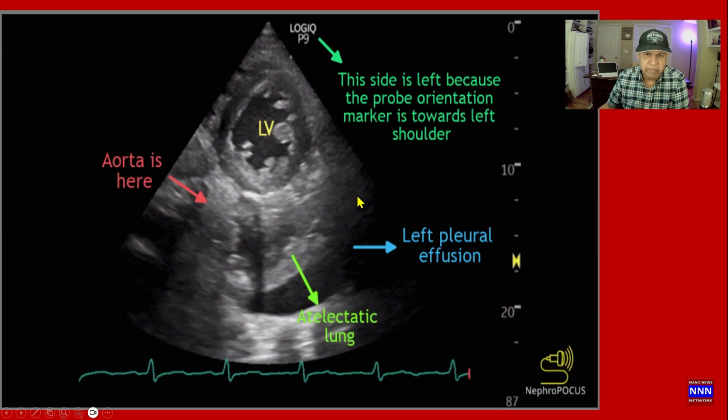Now let's look at this example here. This is the short axis of the left ventricle, and here are the papillary muscles, and here is what looks like a collapsed lung, atelectatic lung. Here we have the aorta, and here's a large echogenic space. This is a reflection of left pleural effusion, not pericardial effusion, because it is not next to the heart epicardium here, and we have an echodense tissue here which is part of the atelectatic lung. So this is a pleural effusion. This is in the short axis.